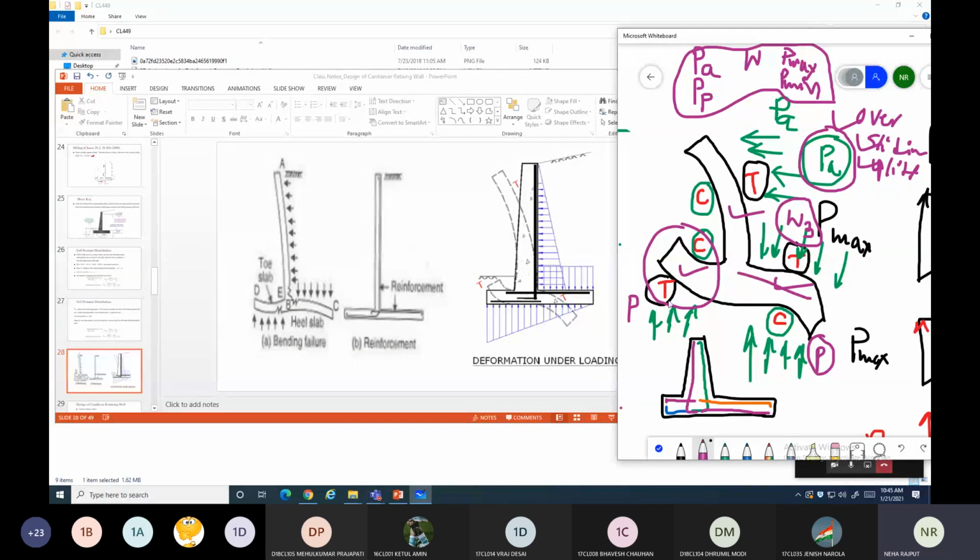Same way, the toe is facing only the forces from the bottom, and due to that you find the moment generated, and due to that moment the reinforcement is provided at the bottom because tension is at the bottom. So this is the design of the retaining wall, but before starting the design you must understand the behavior of the retaining wall and how the wall deflects, so that it will be easy to design the wall.